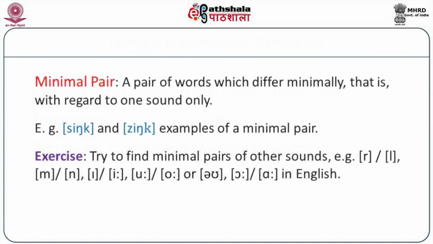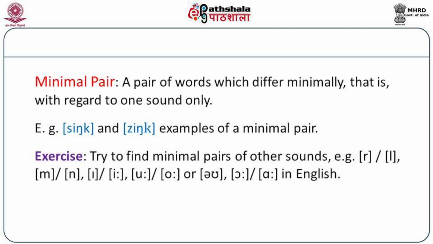The best and the easiest way to find two sounds in contrastive distribution is in minimal pairs. A minimal pair is a pair of words that differs minimally, as the term suggests. We saw that sink and zinc are a minimal pair because between sink and zinc the only point of difference is between s and z, and everything else is the same. No sound before and ink afterwards.